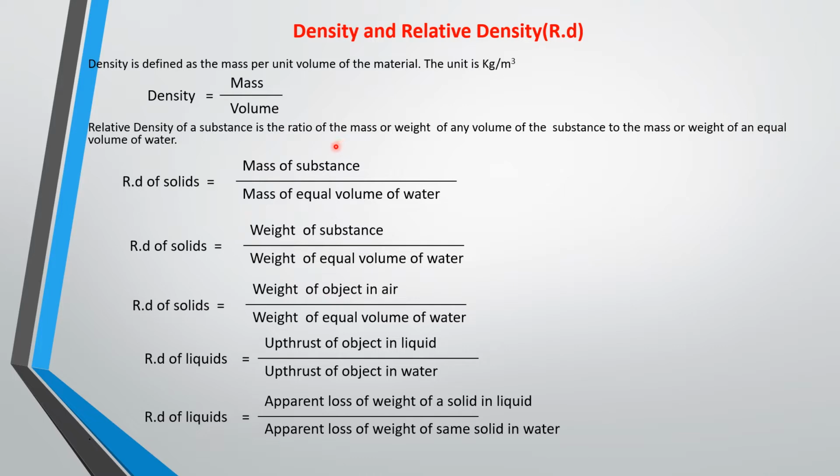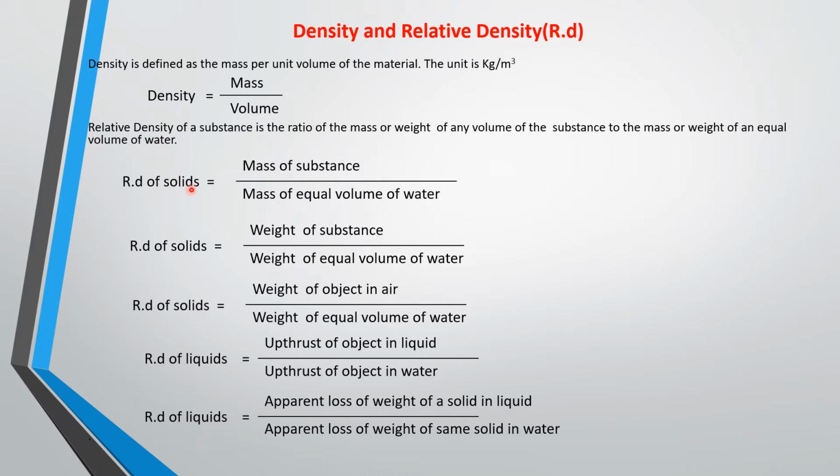Density and relative density. Okay, so density is defined as the mass per unit volume of the material, and the unit of density is kilogram per meter cube. So mathematically stated, this is density, and I'm sure you're familiar with this equation. Density is equal to mass over volume. Okay, so relative density of a substance is a ratio. Relative density is the ratio of the mass or weight of any volume of the substance to the mass or weight of an equal volume of water.